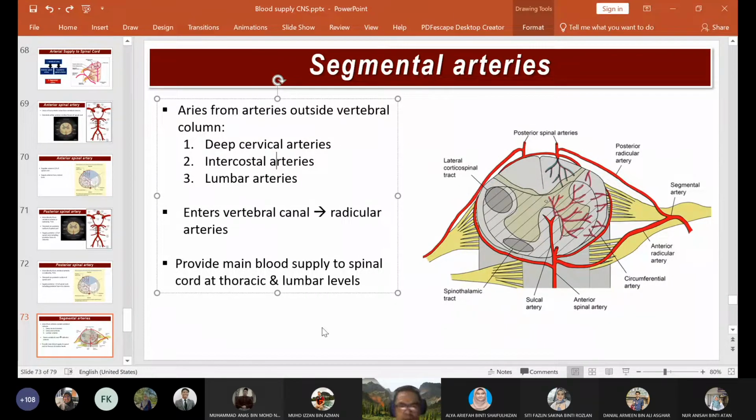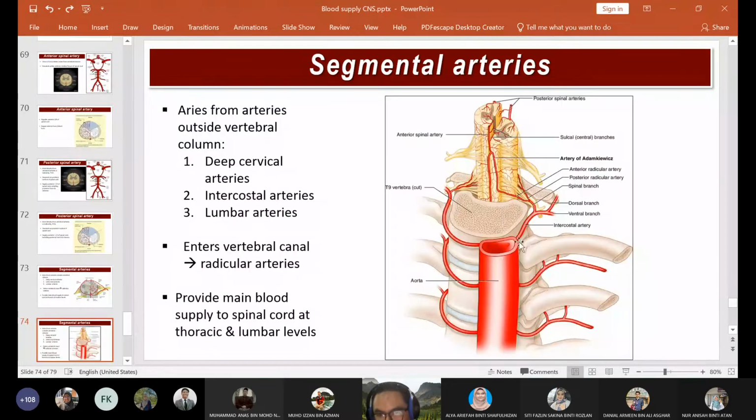It supplies blood to the spinal cord at thoracic and lumbar levels. So remember, intercostal and lumbar. Segmental artery, you see? So it enters as a segment, as a radicular artery, and then they can supply.